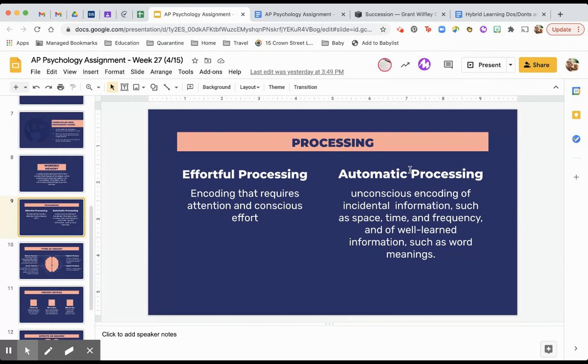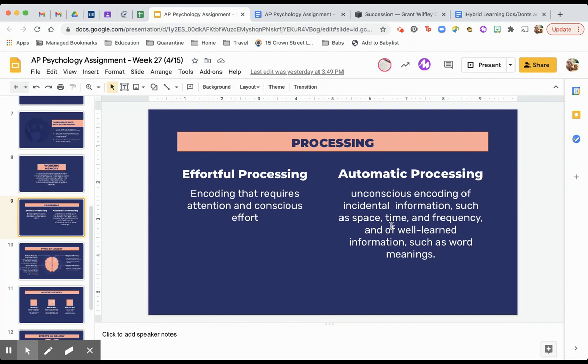So there's different types of processing, and so we have effortful and automatic. I think it's pretty obvious, but effortful means it's processing that requires attention. There's conscious effort going into it. Whereas automatic is it happens just automatically. It's unconscious encoding of incidental info, such as space, time, and frequency, and of well-learned info, such as word meanings. It's like when somebody says, "Hey, good morning," you don't have to think about what does this mean? Why are they saying this? You're like, hey, yeah, I'm okay. I hope your morning is going well too. It's automatic.